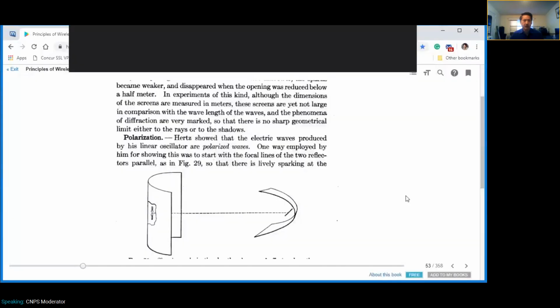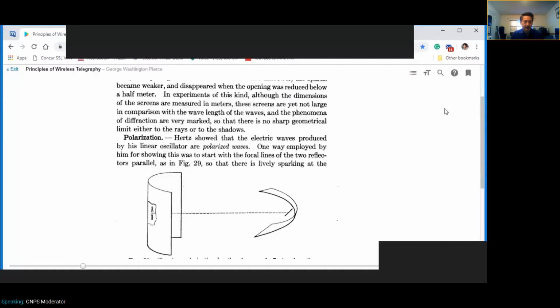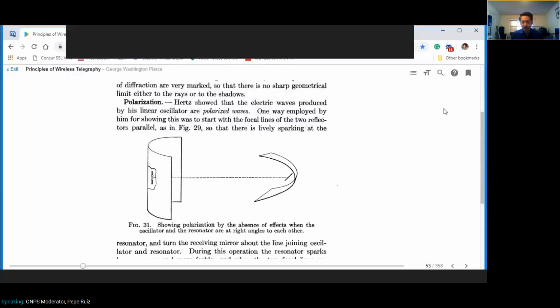So let's see here. I have this paper here. You can get this paper freely on Google. It's called The Principles of Wireless Telegraphy. Okay? So this is the section on polarization. The way he showed that is that he made this radio transmitter, which is a spark gap radio transmitter, and it just consisted of two small balls at the ends of long straight wires. So here we have a diagram of, like, on the left hand side would be his transmitter, and he's got this like shield behind it to focus the waves.